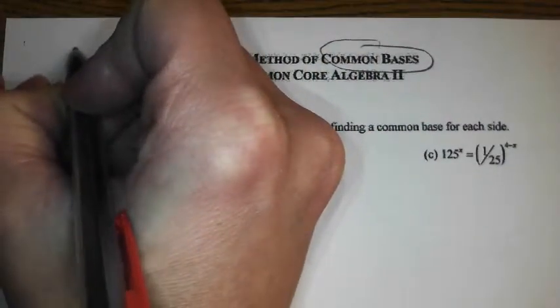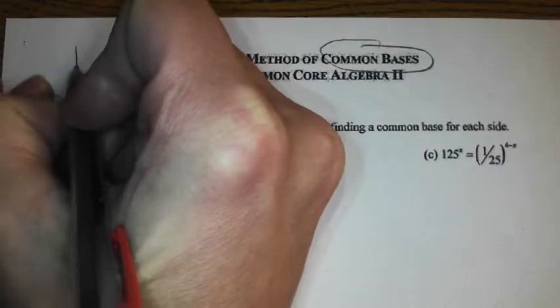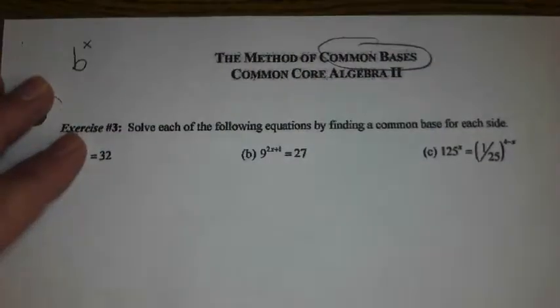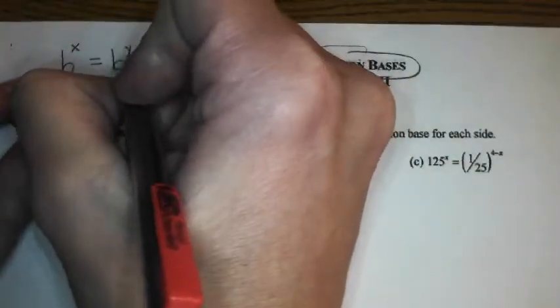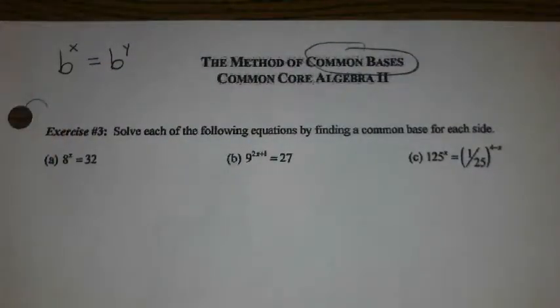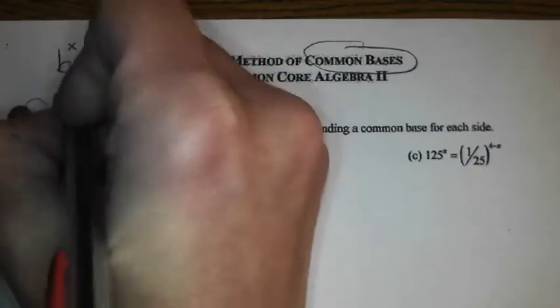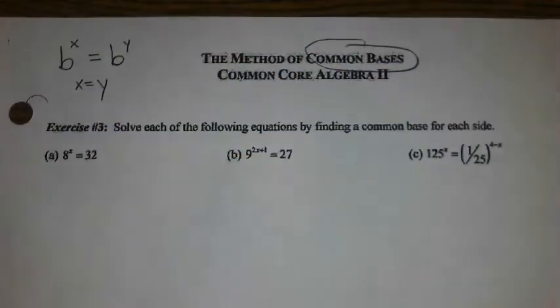The idea is that if you have a base raised to a power on the left side of an equation, and that same base raised to the y power on the other side, what could you assume then? X must equal y. Exactly. So if you get a common base, the same base on both sides, then you can just set your exponents equal to each other. Okay?